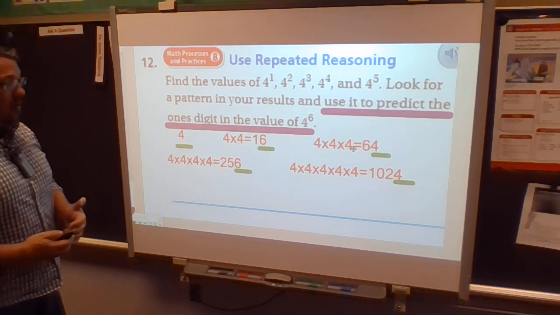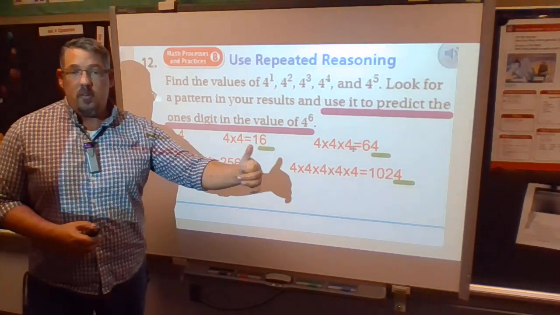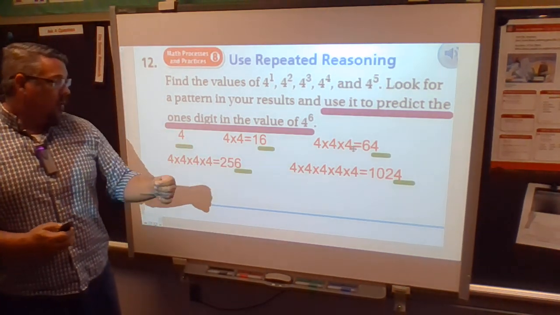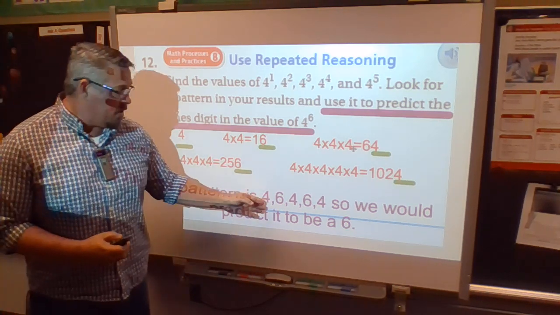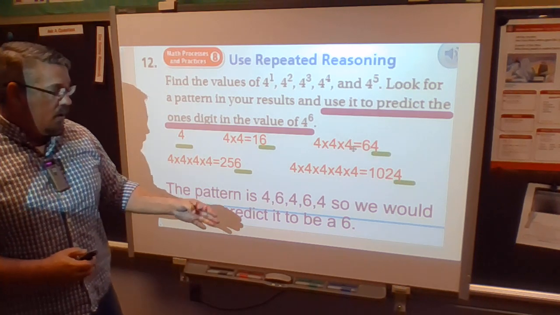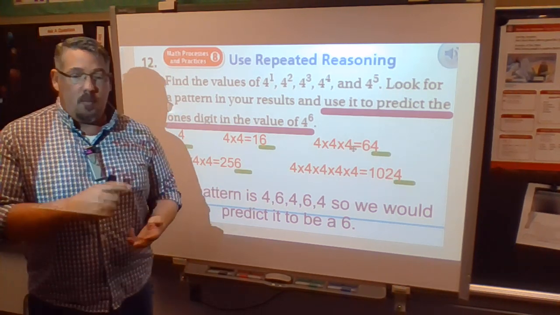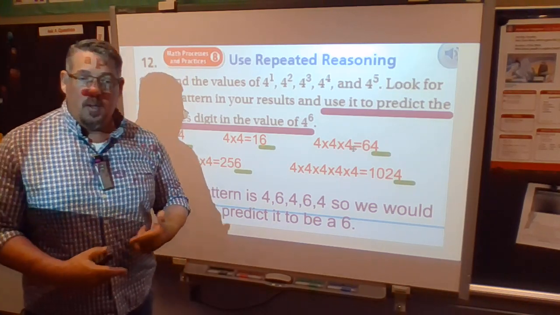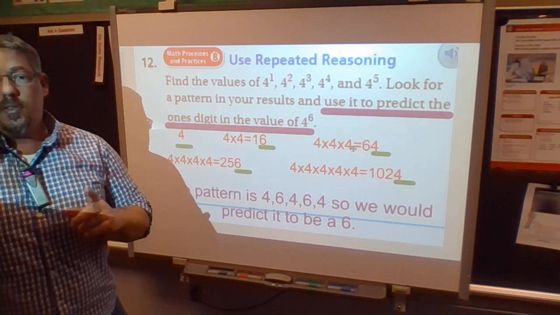So if my pattern is 4, 6, 4, 6, 4, then my next number should have a ones digit of 6 if it follows the same pattern. The pattern is 4, 6, 4, 6, 4. So we would predict it to be a 6. You can find that by doing 4 times 4 times 4 times 4 times 4 times 4 equals, and you will see that indeed in your ones position, there is a 6.